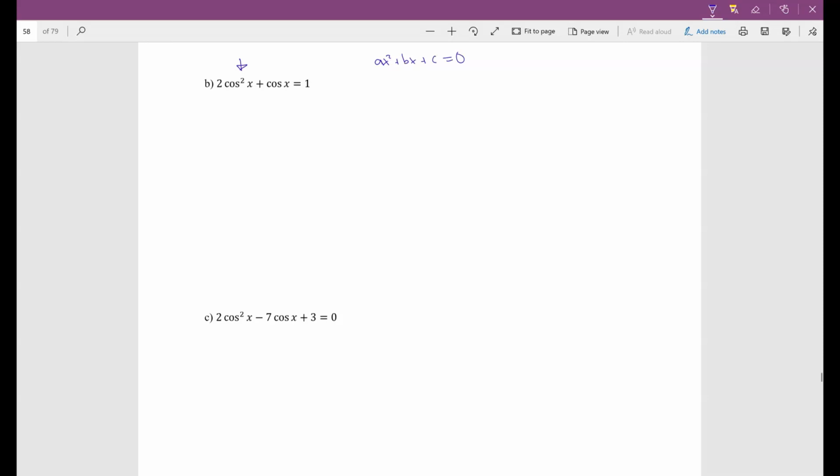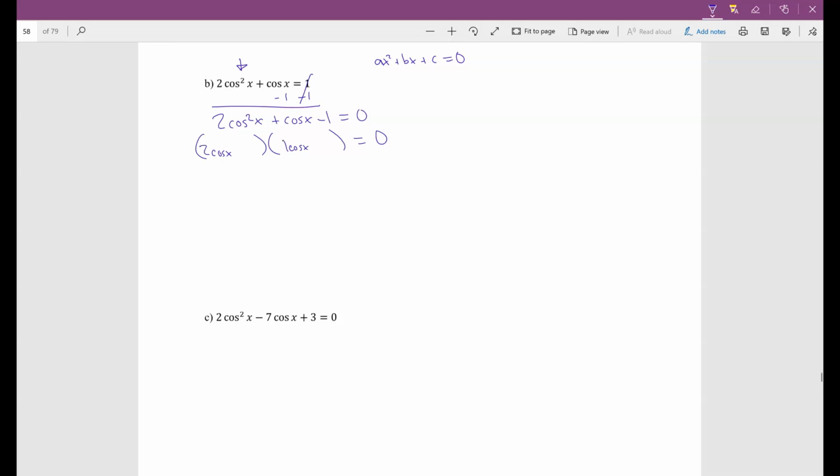Right now it's not in that form, so I'm going to subtract the 1 over. So you're going to have 2 cosine squared x plus cosine x minus 1 is equal to 0. At this point, you can try to factor this. In order for me to get cosine squared, I have to have a cosine x and a cosine x, because cosine times cosine will give me cosine squared x. This is going to give me a 2 and a 1.